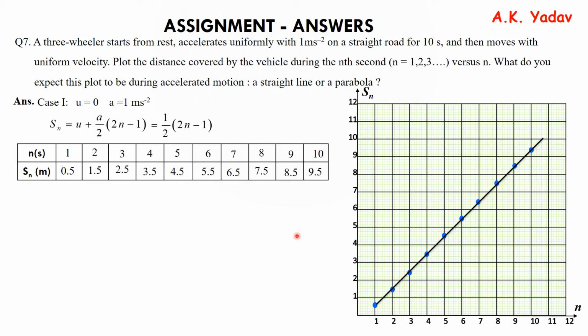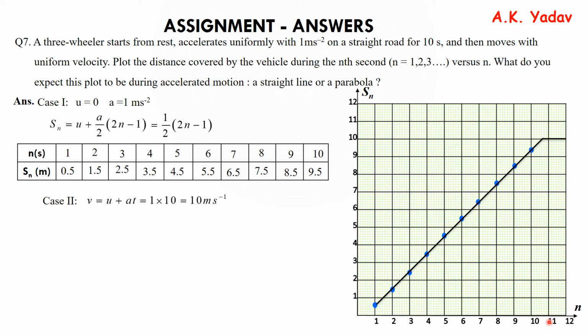Now case 2, after 10 seconds. After the 10 seconds are finished, what is the velocity? V equal to U plus AT. Now U is 0, A is 1 and T is 10 seconds. So I get V is equal to 10 meter per second. So now it is a straight line parallel to the x-axis which shows n.